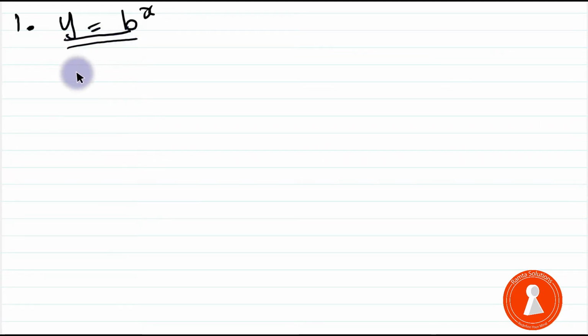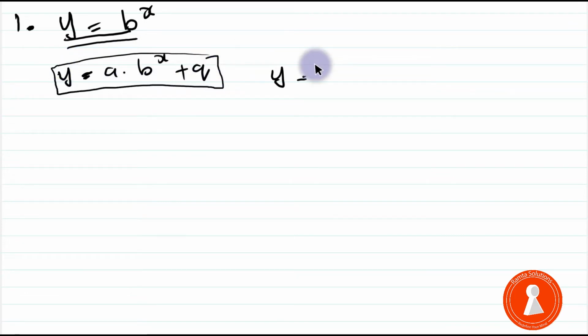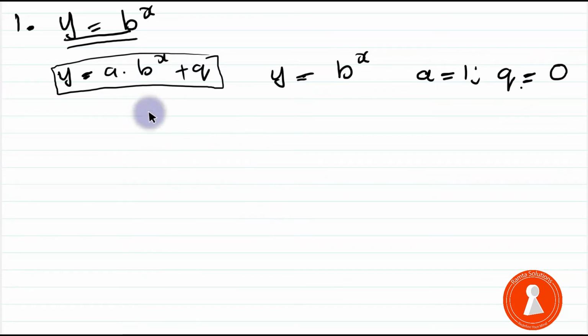What I want you to notice is that we said y equals a times b to the x plus q. However, when we say y equals b to the x, this means our a is 1 and our q is 0. So for the investigation that we're going to do, we are going to look at these graphs.